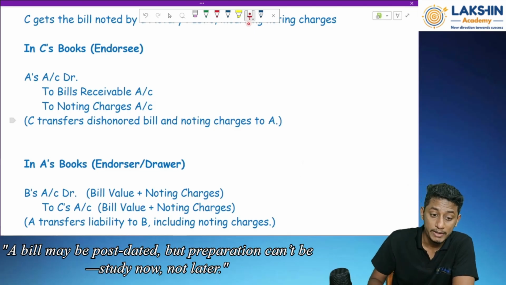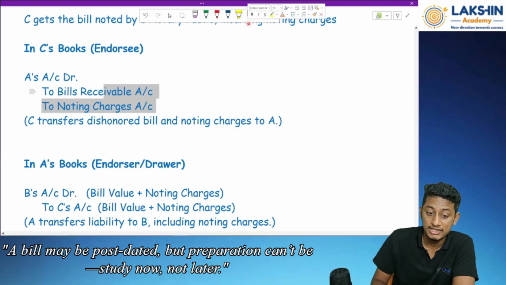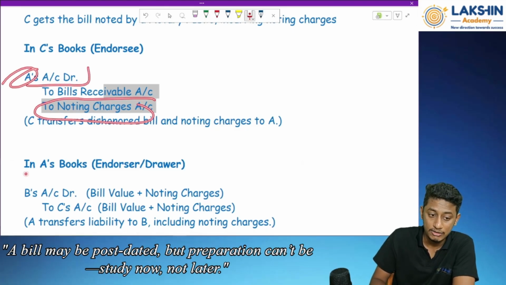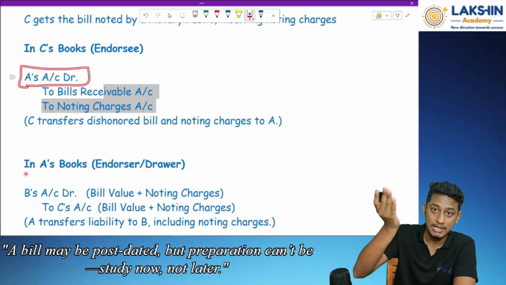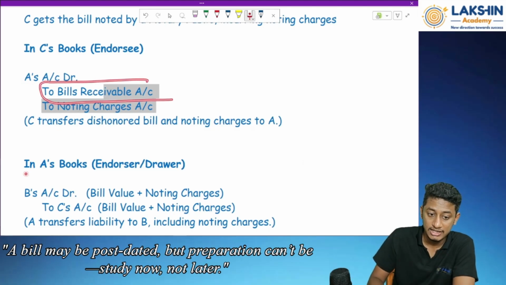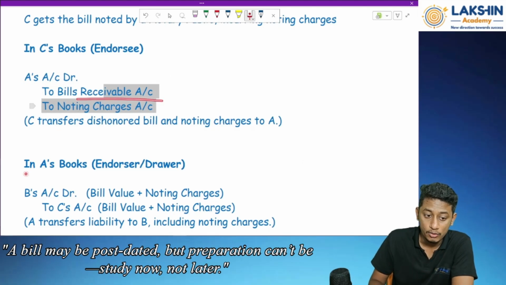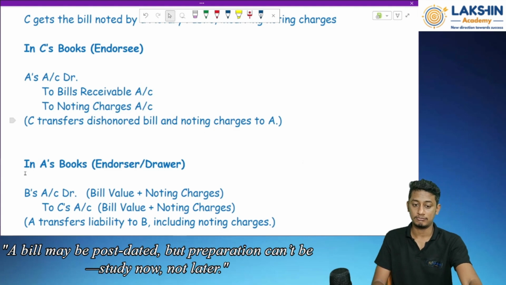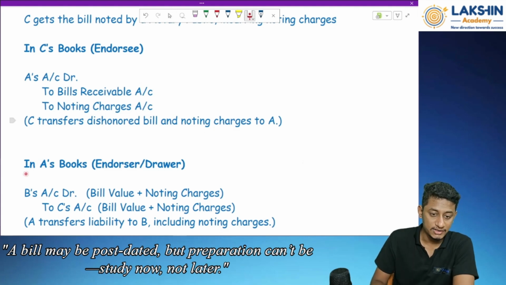Who is supposed to pay noting charges to Mr. C? Mr. A. That's why Mr. A's account has been debited to increase his debtor's balance. Bills receivable account is credited so as to clear off the bill of exchange from the books, and noting charges is credited because it's an income account, and whenever income increases, I will credit the account. Clear? Okay.